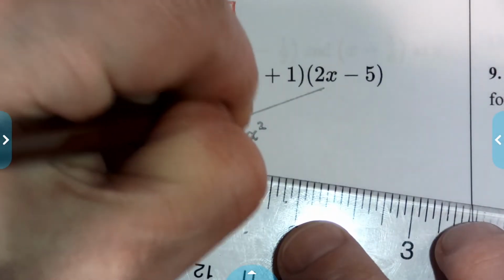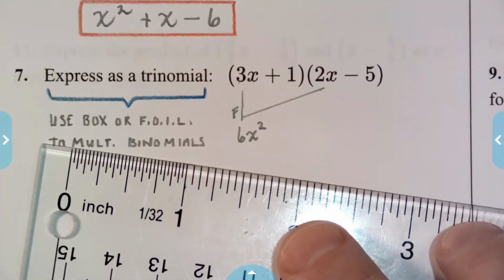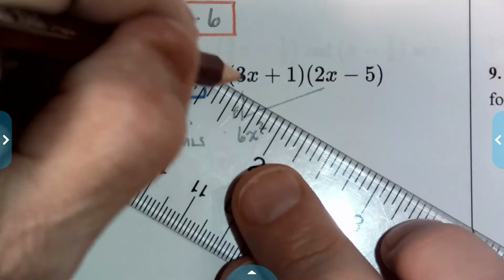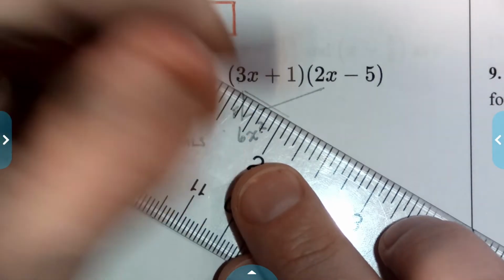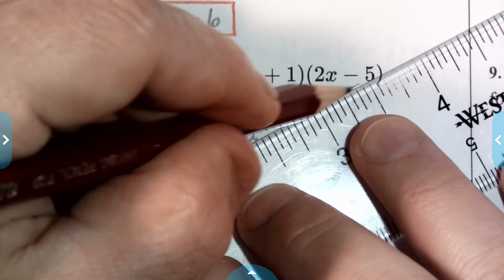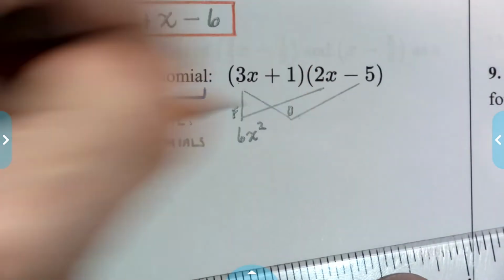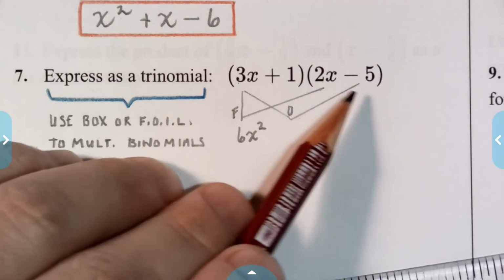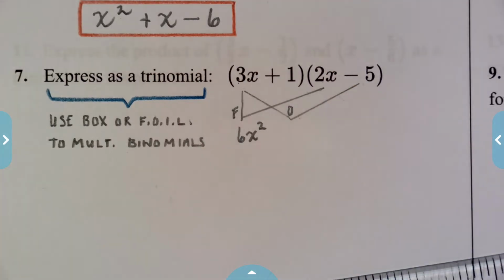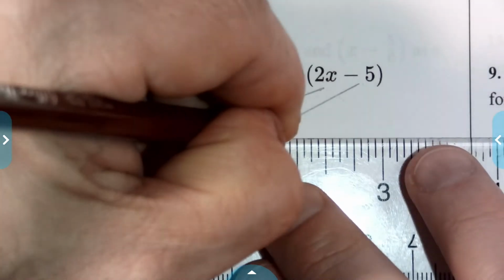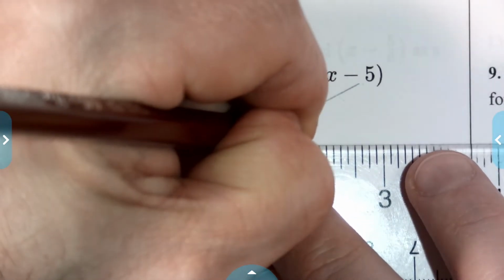So I'll put the F here for first. Now outer. 3x times -5 is going to be outer. So let's see if we can do it. 3 times -5 is -15x. So you got 3x times -5 is -15x, so minus 15x.